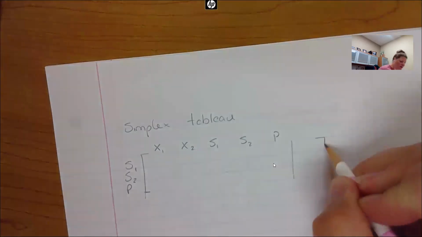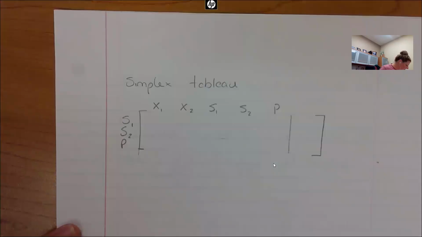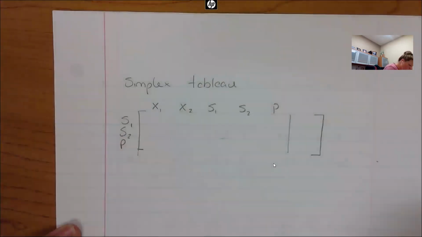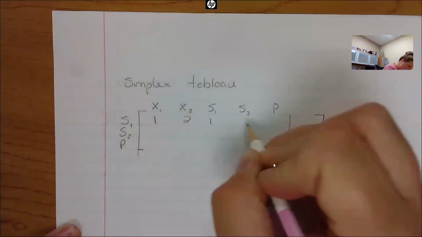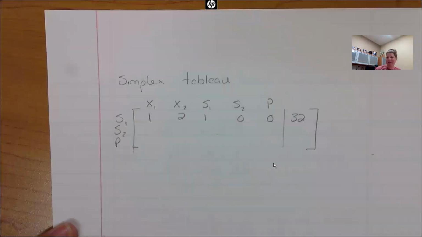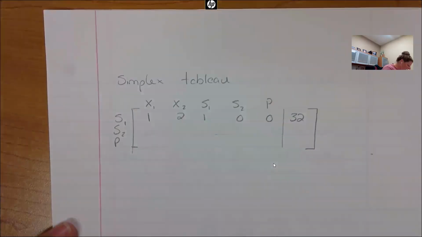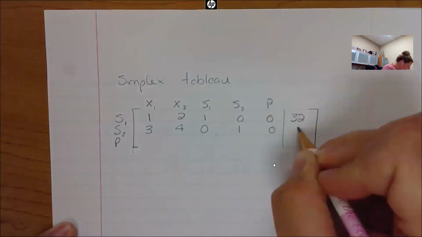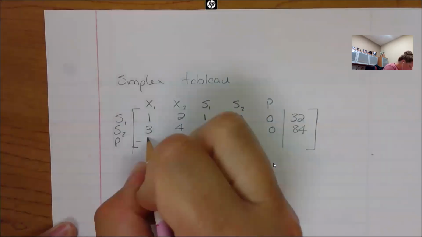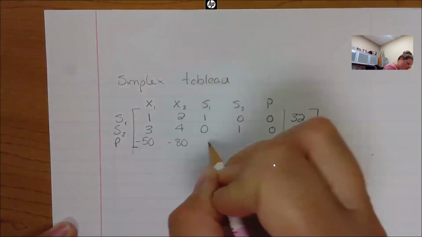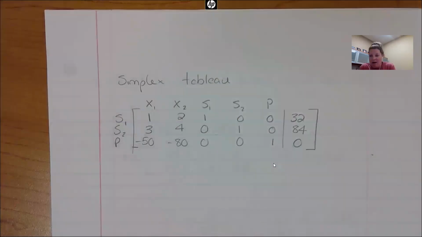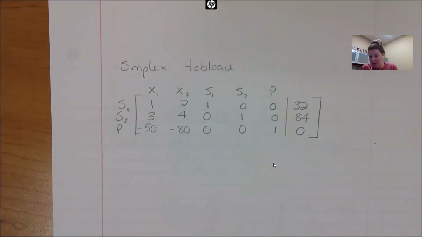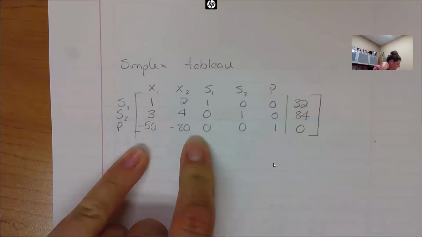This is going to form a matrix, and it's just going to be taking those numbers. So 1, 2, 1, none of these, 32. That's your first line. Now you see why there's spaces, because they become 0 in our Tableau. Second line will go 3, 4, 0, 1, 0, 84. Bottom row goes negative 50, negative 80, 0, 0, 1, 0. We write it with the gaps so that when we write our Tableau, those gaps fit in perfectly with our zeros. Now we've written our initial system. The whole goal now will be to get rid of these negatives in the bottom row.